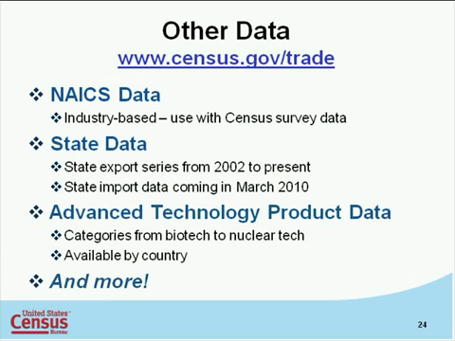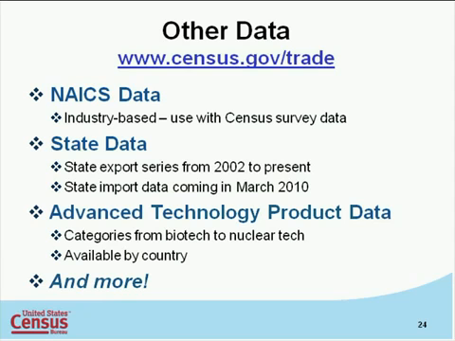Also available on the Census Bureau website are NAICS data, industry-based, where you can use the Census survey data, the state data, which includes the state export series from 2002 to present, and state import data, which says coming in March, but it is actually available now. On the state data on the census.gov trade website, you will be able to identify the top 25 commodities for each state. This is for imports and exports.